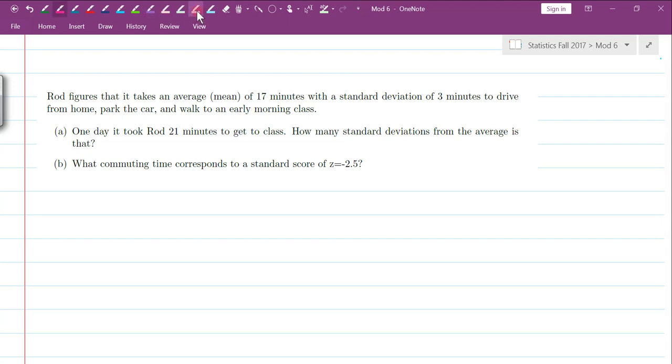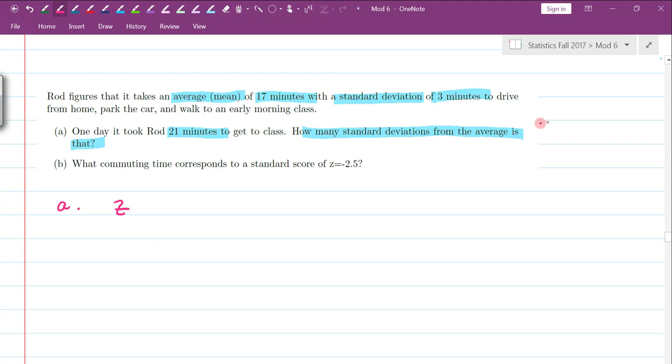Okay, again, let's do some highlighting. So Rod figures that it takes an average of 17 minutes with a standard deviation of 3 minutes to drive from home, park the car, and walk to class for early morning class. On a particular day, it took Rod 21 minutes to get to class. How many standard deviations from the average is that? So part A. We need to calculate the z-score because the z tells us how many standard deviations a data value is from the mean. We just need to standardize it.